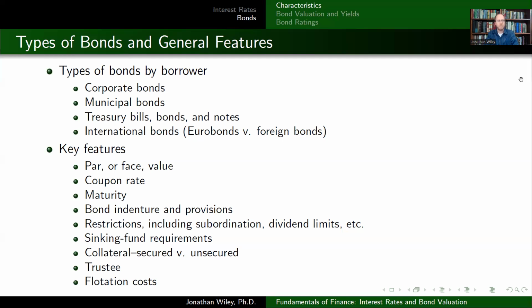Now, there are some key features, kind of standard features for bond instruments. So among them would be the par or face value. So you can think of that as the amount that has to get repaid at the end generally. And when you actually had paper bonds, it was actually printed on the bond. So sometimes it's called the par, or in some cases the face value.